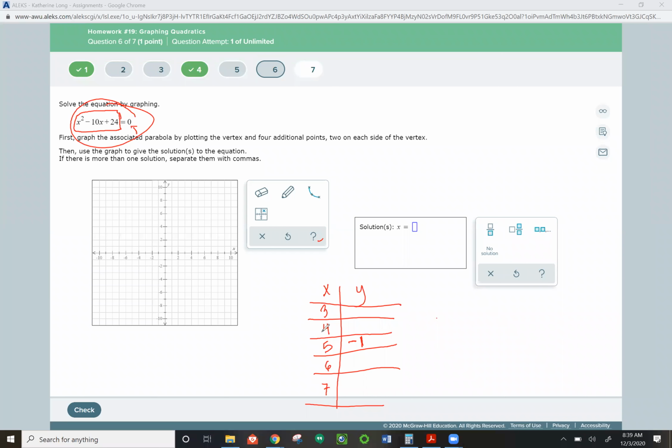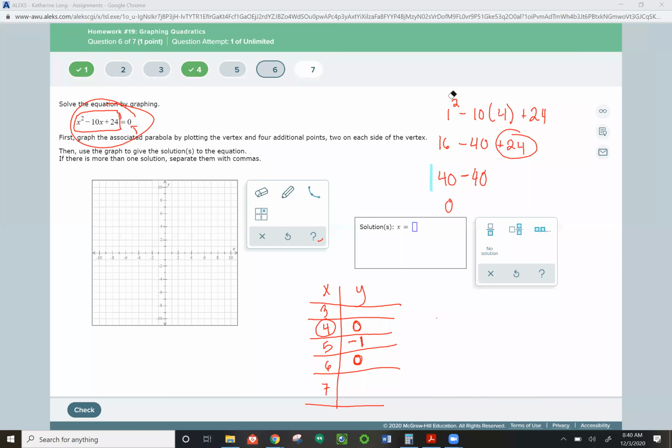So plugging in x equals 4, I have 4 squared minus 10 times 4 plus 24. 4 squared is 16 minus 40 plus 24, okay? 24 plus 16 gives me a positive 40, all right? Minus 40, that's just gonna be 0. So if 4 is 0, so will 6 be. 6 will also be 0.